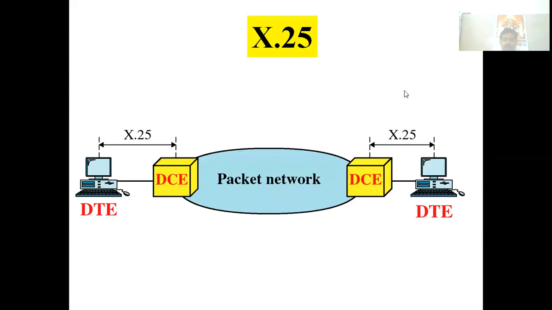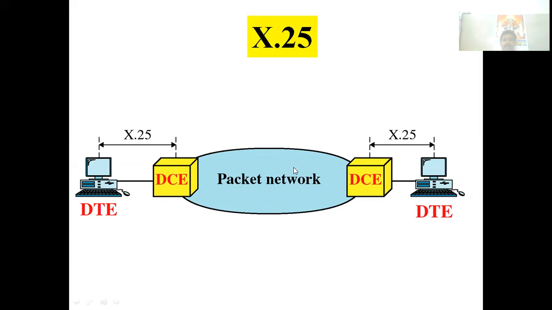The next topic we are going to see is X.25. X.25 is a protocol that connects DTE and DCE. DTE is data terminating equipment and DCE is data circuit terminating equipment.